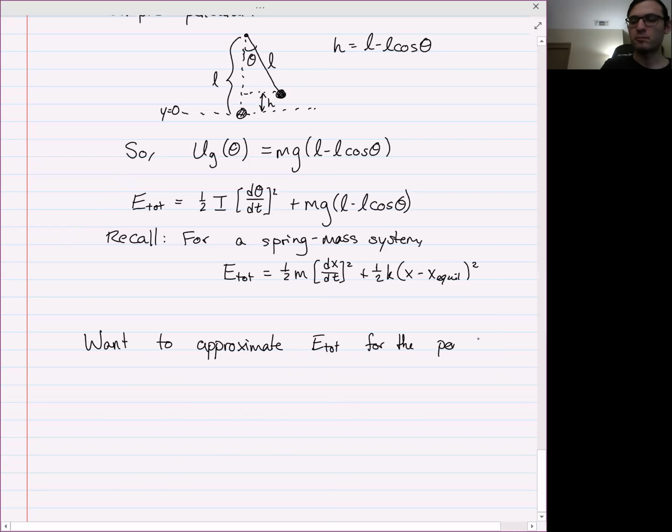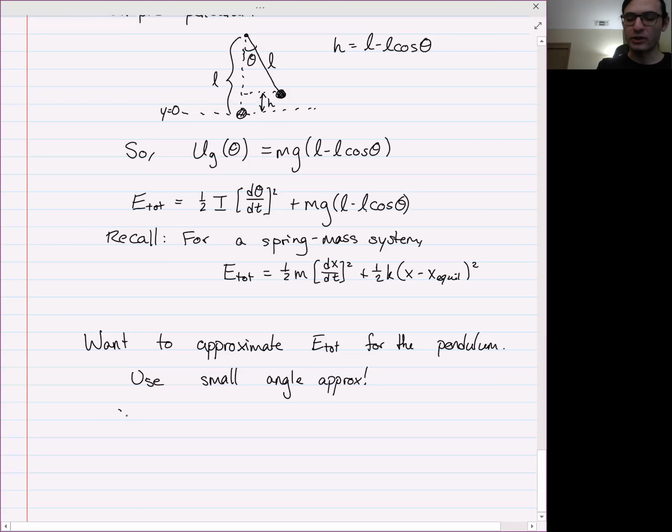Pendulum. So again, we're going to use the small angle approximation. However, we're not approximating sine of theta anymore, we're approximating cosine of theta. And we're going to replace the cosine of theta in this energy with whatever we approximate it to be.